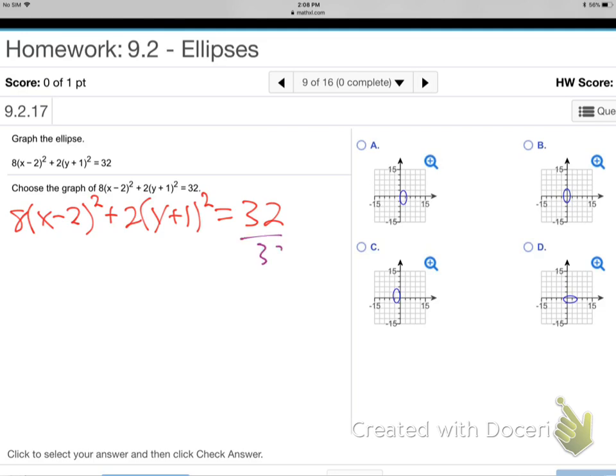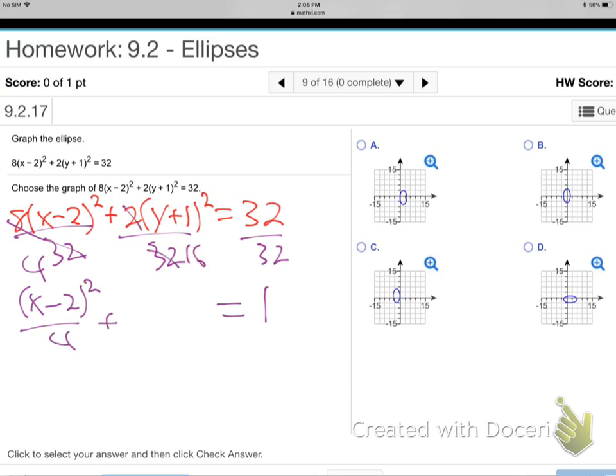All right, divide through by 32. Get a 1. 8 goes into 32 4 times. 2 goes into 32 16 times. We good to there? So you've always got to get a 1. That's absolutely crucial for graphing these egg shapes. Got to get a 1.